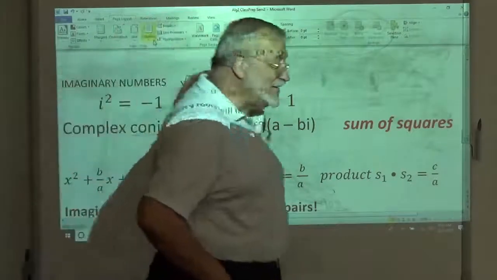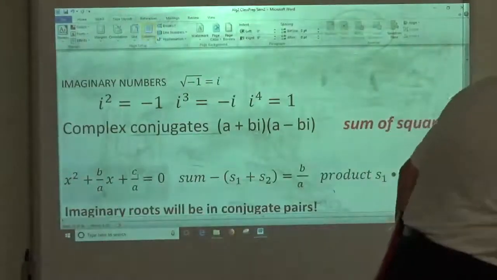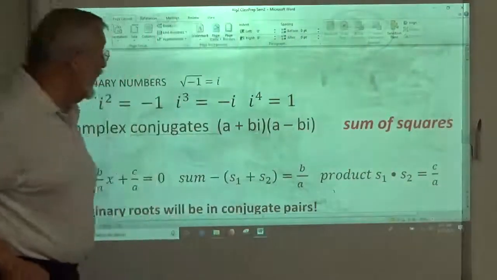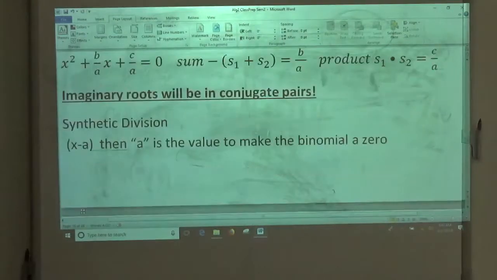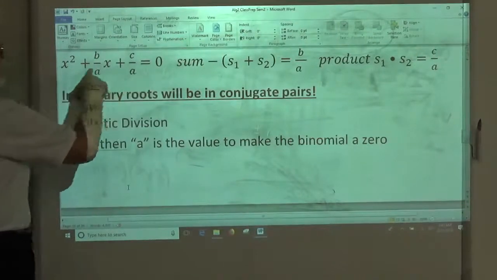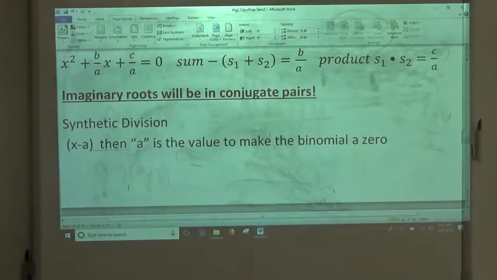Now the next thing is cool. I did not know this one. I may have been taught this at some time, but I did not know it when I wrote it. What do you see here? It's a quadratic equation, right? x squared plus some number times x plus some number. So that's a quadratic equation.